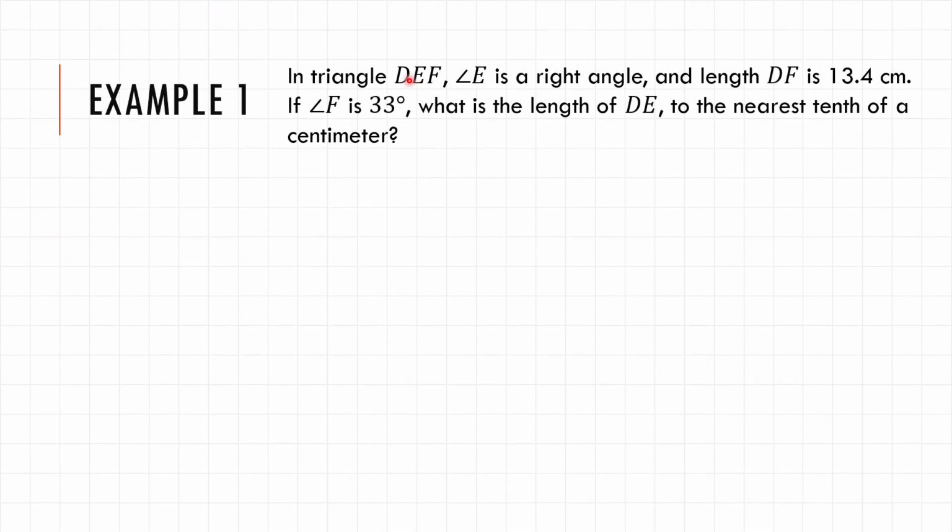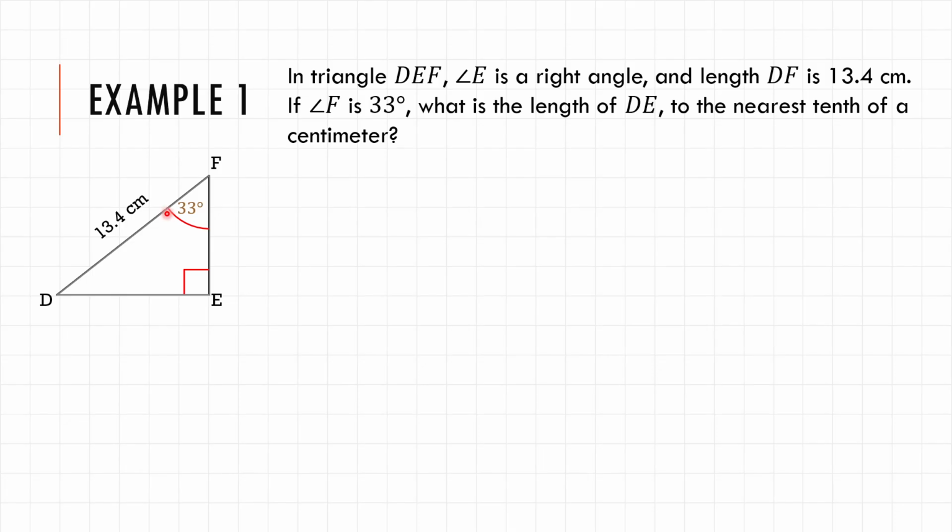In this example, in triangle DEF, angle E is a right angle and length DF is 13.4 centimeters, and angle F is 33 degrees. So over here, we have a right triangle. I've drawn a diagram. Here is DEF. E is the right angle, F is 33 degrees, and the length connecting D and F is 13.4 centimeters.